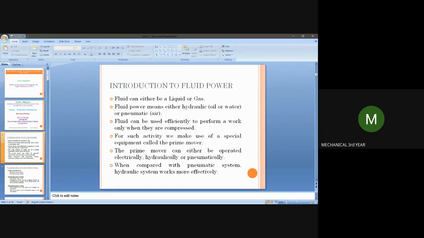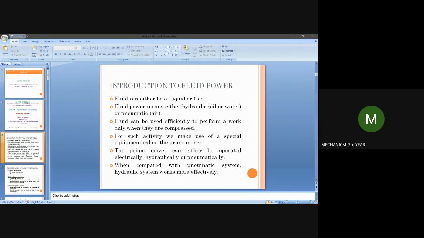Coming to the next point, compared with the pneumatic system, the hydraulic system works more effectively. It is globally accepted that the hydraulic system is capable of lifting heavy loads when compared to the pneumatic system. One thing you have to note down is that a hydraulic system can lift heavy loads, but the speed cannot be increased. That is the disadvantage when compared to pneumatics.